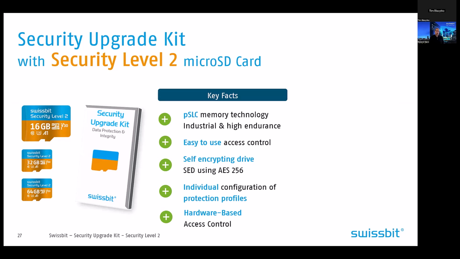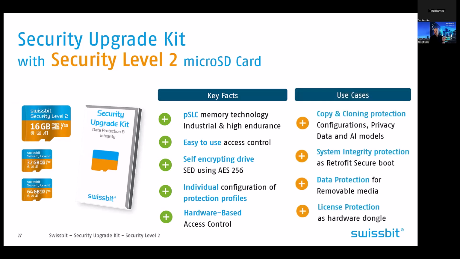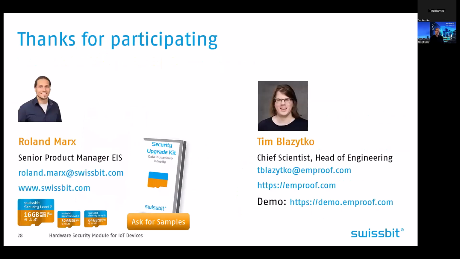They have everything that I just showed. So this industrial memory, it's easy to use. This tooling is also included. And you can use this for copy and cloning protection to secure the integrity of the system. And also, if you want to externally store data on these cards, you can do that with any kind of embedded Linux system. We also have license protection of Vibu in our card. So you can bind this card to a Vibu license and use it as a hardware anchor.